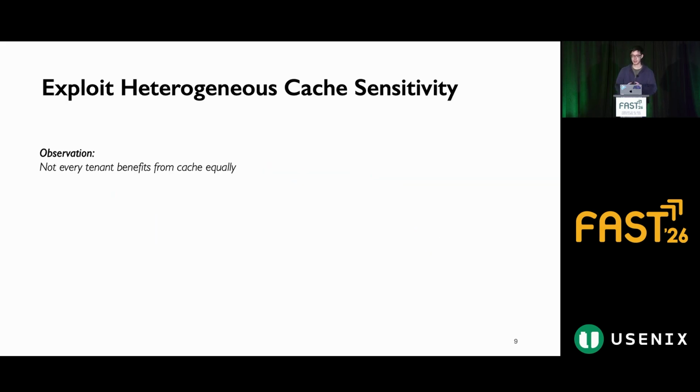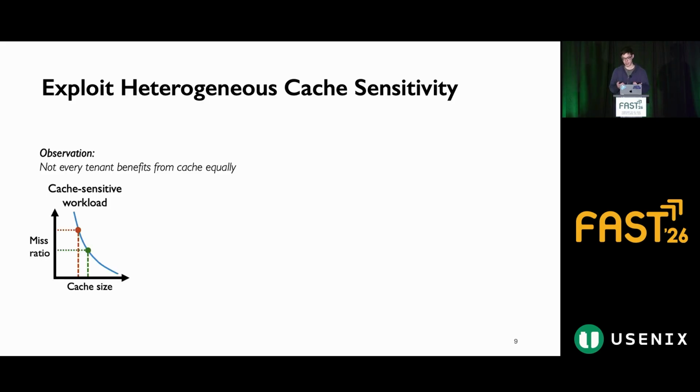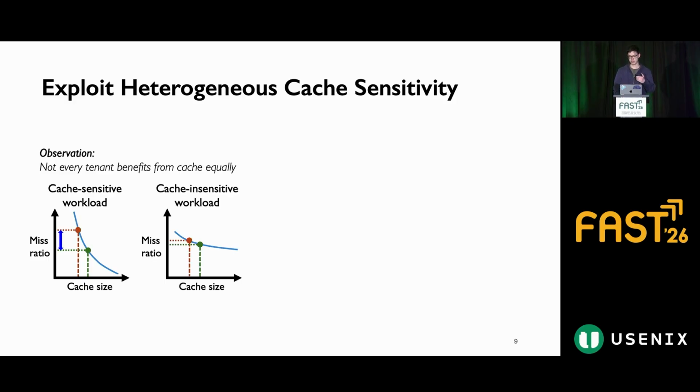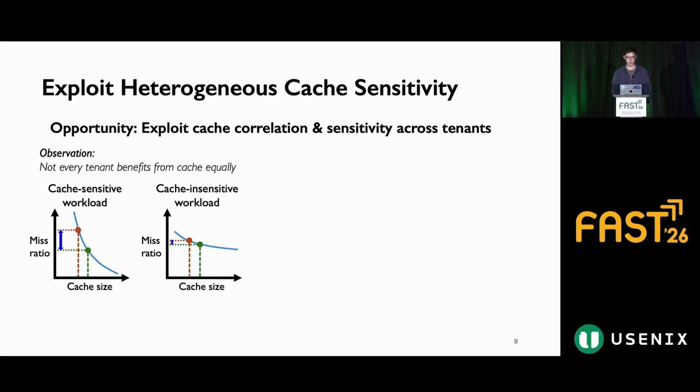So the idea is based on a very simple observation that not every tenant benefits from cache equally. There are some cache-sensitive tenants whose miss ratio will change dramatically with minor cache size changes, and some other cache-insensitive tenants where cache size change does not trigger much miss ratio change. So technically, we have the opportunity to exploit the cache correlation and heterogeneous sensitivity among tenants.